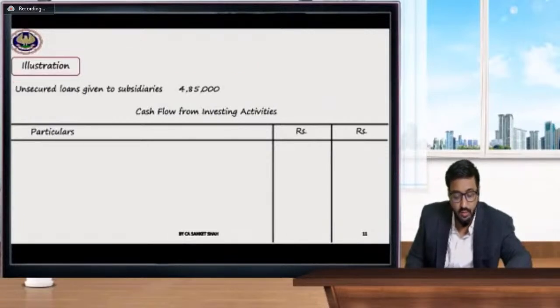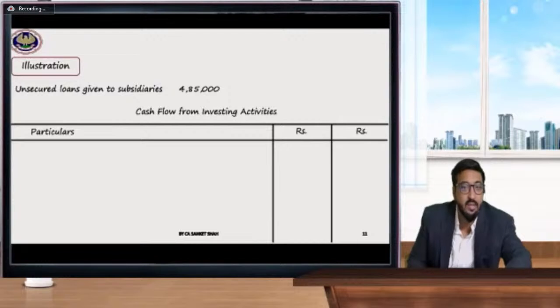Unsecured loan given to subsidiary. Loan given to subsidiary. Which activity? Loan given to subsidiary, not taken. If you are giving loan to someone, so it is your investment, and you are taking loan or repayment of loan, then it is financing. So ये दूसरा भी नहीं आया.